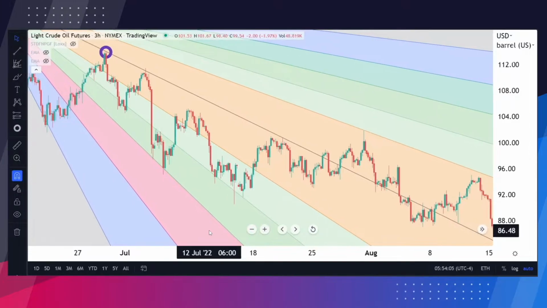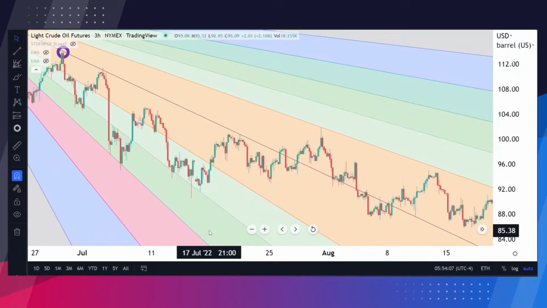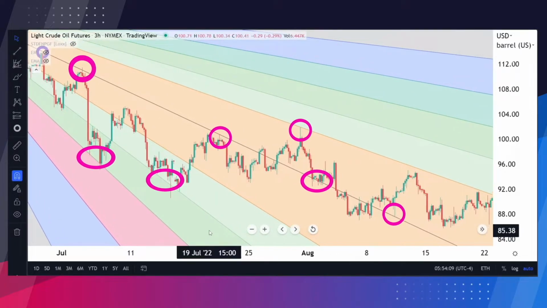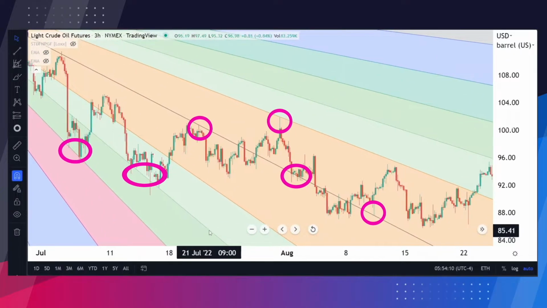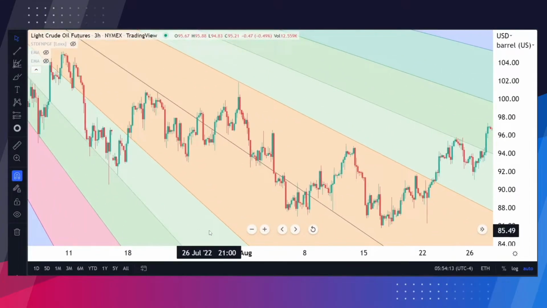Let's move back to the lines for a second and watch how the price reacts each time it comes into contact with one. Now you can see by this example how many times we've actually found support and resistance off these lines.